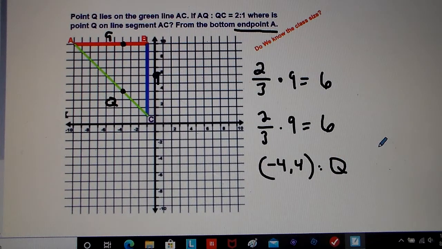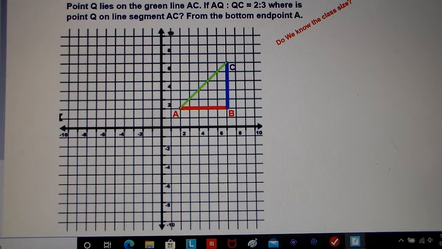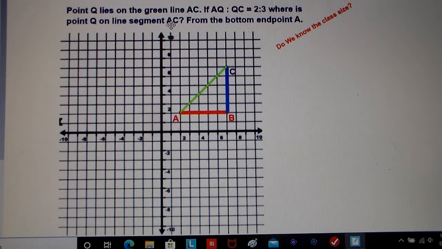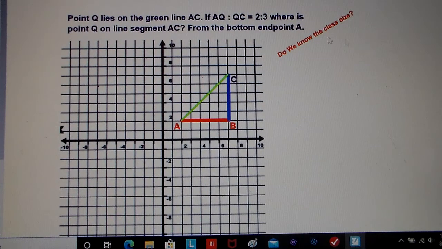That's where Q is. Alright, let's move the triangle a little bit so we can see a slightly different problem, but nothing too far different. So it's the same question. It's phrased the same way, that is.